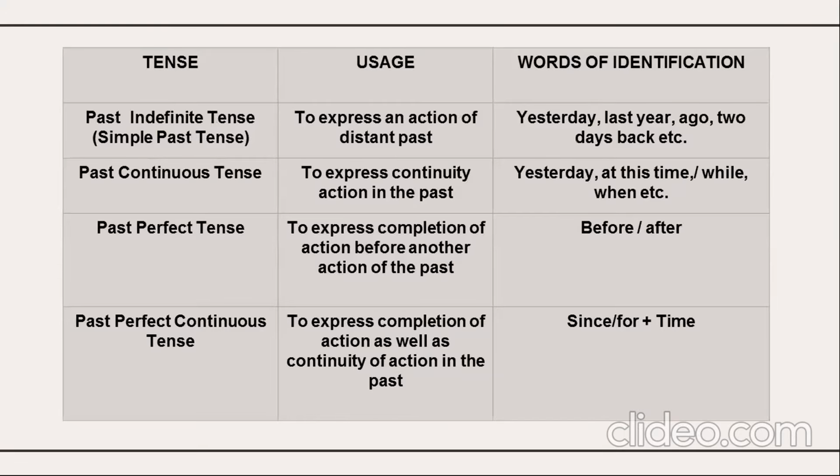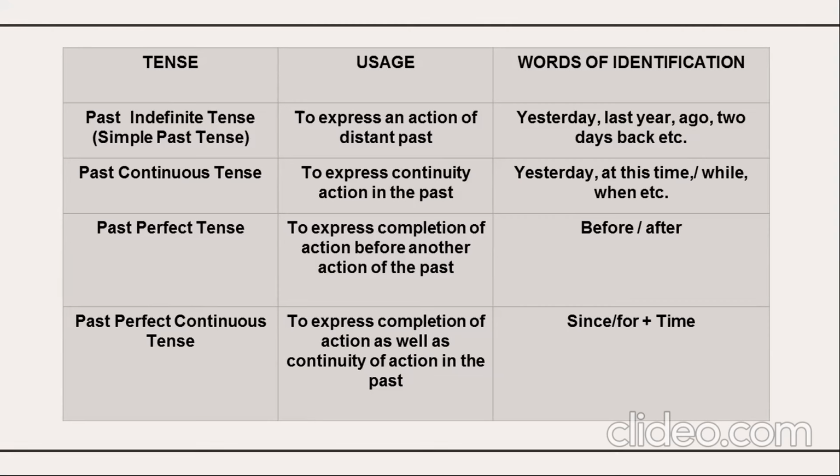Then simple past tense, when the action talks about the past, which happened in the past. So indicators: yesterday, last year, last week, last night, ago, 2 days back. Past continuous, which talks about the action which was going on in the past, and the indicators are here: yesterday, at this time, while, when.